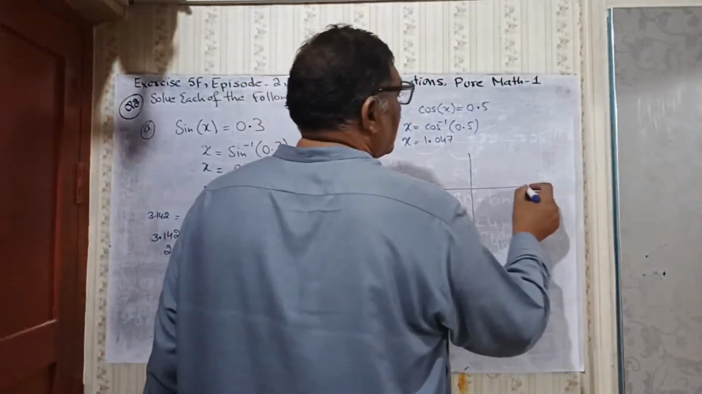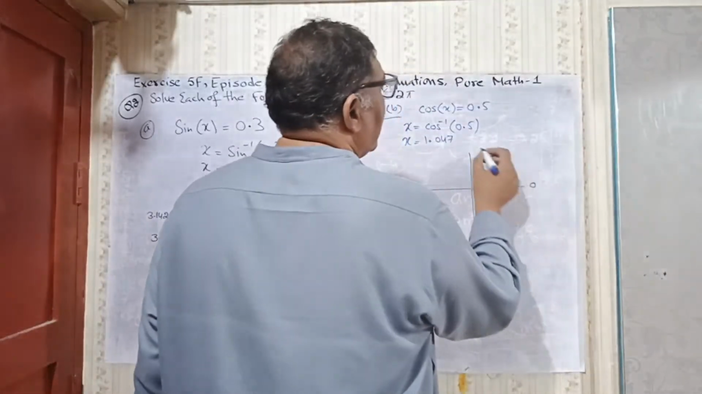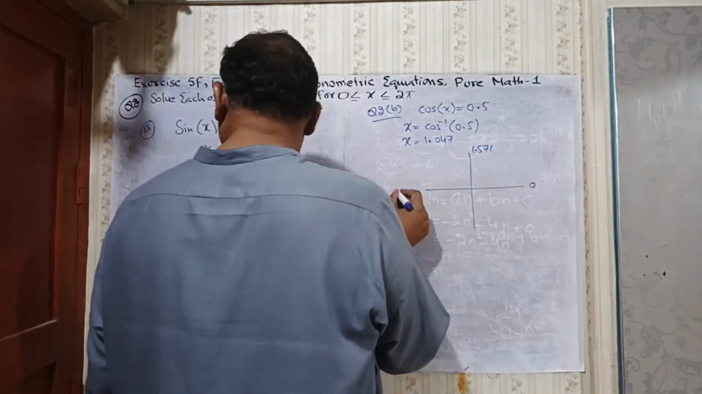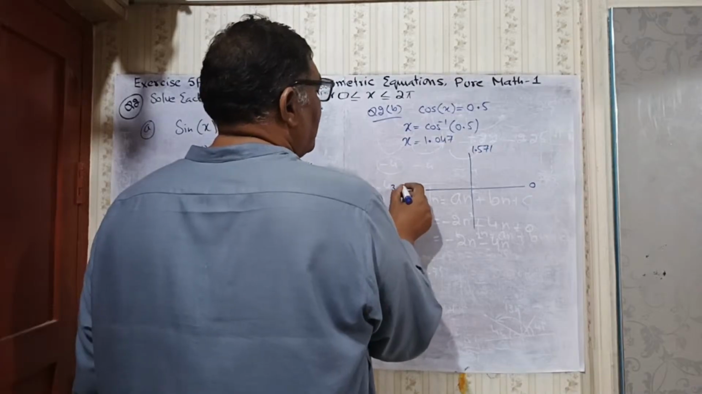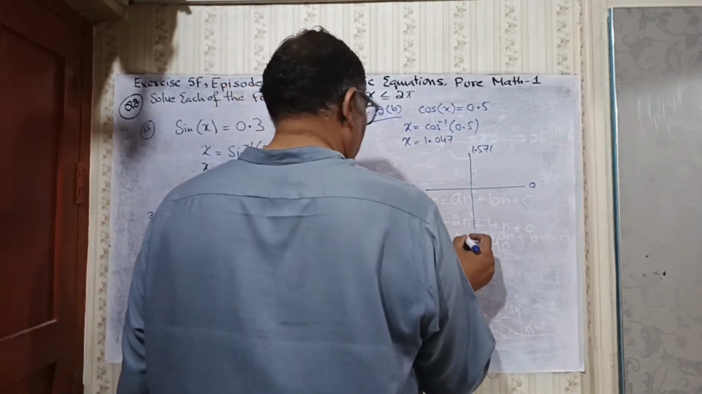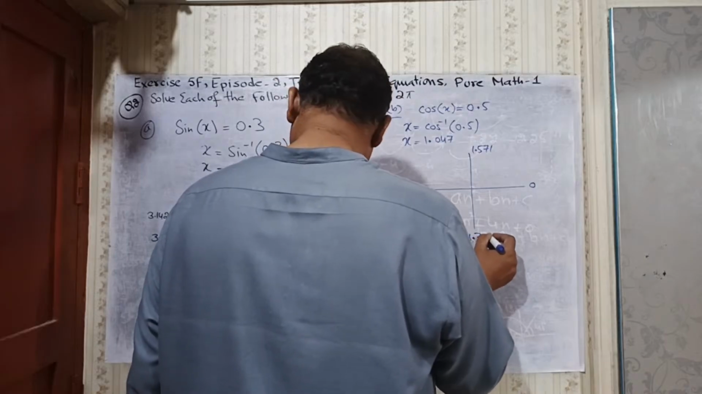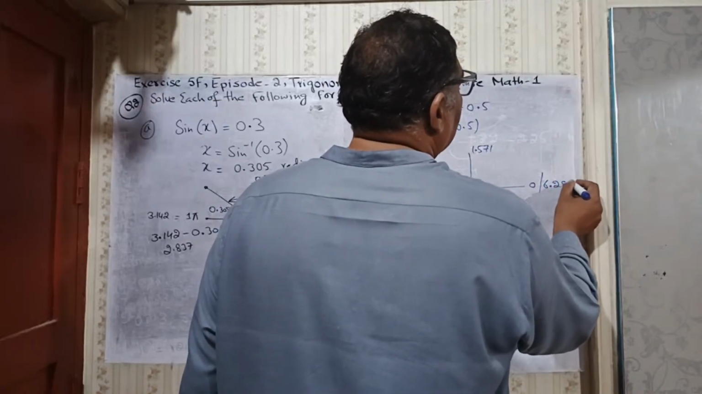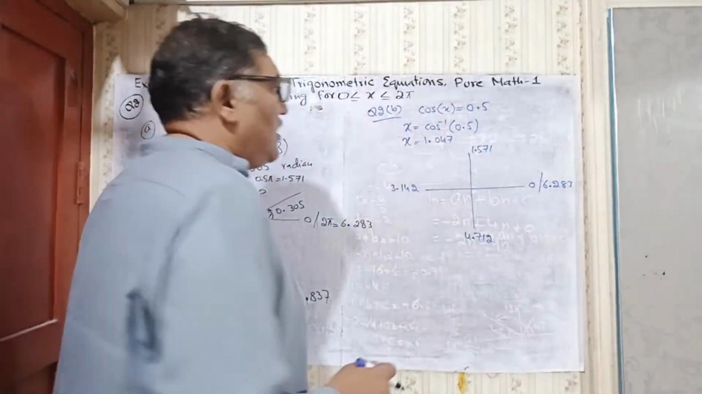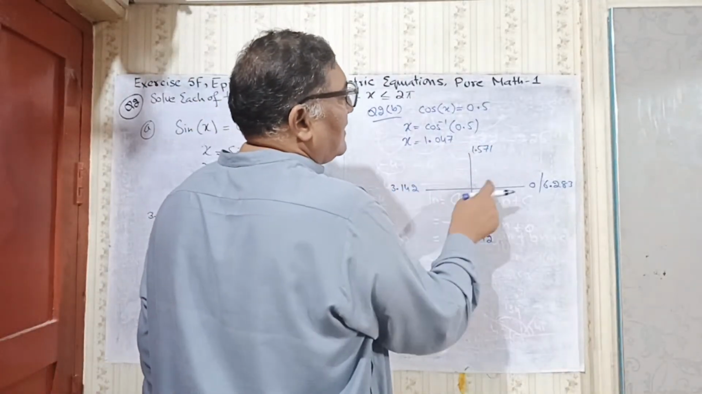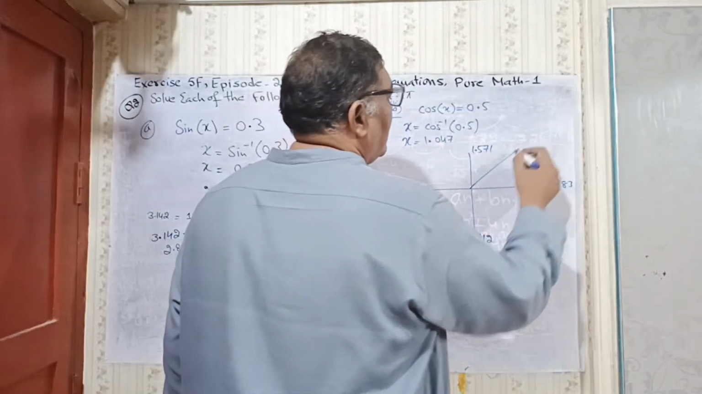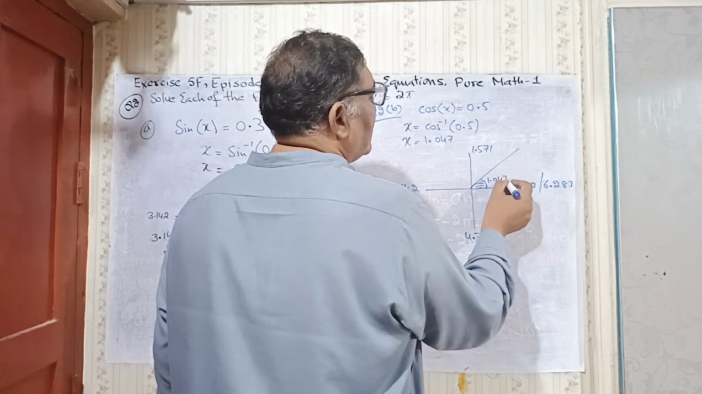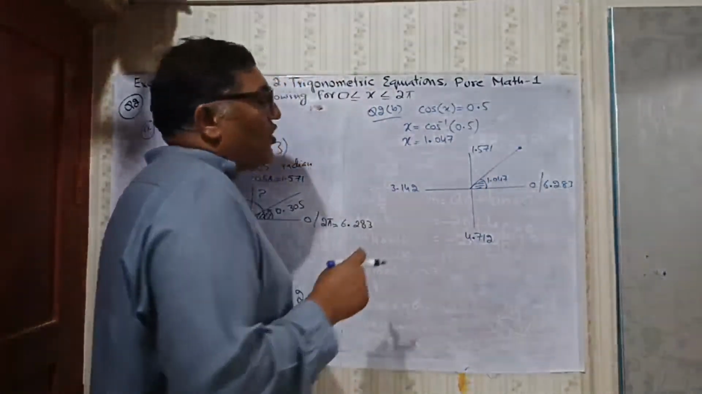You know, in radians, this is 0 radians. This is 1.571 radians. This is 3.142 radians. This is 4.712 radians. And this is 6.283 radians. Now this is 1.047, the base angle. So it is here in the first quadrant. My base angle is 1.047.